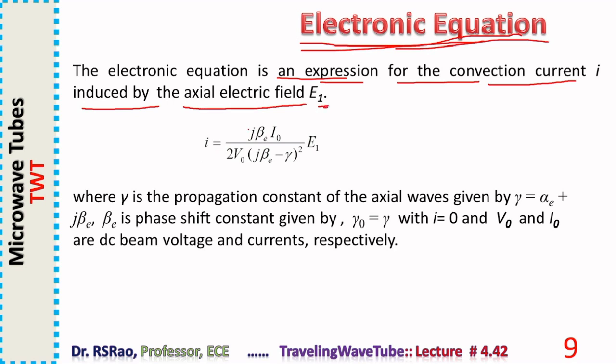I is equal to j beta e I naught by 2 V naught, divided by (j beta e minus gamma) whole square, times E1. Simply, it is an expression for the current that is induced in the electron beam by the axial signal field, where gamma is the propagation constant. It is equal to alpha e plus j beta e. Alpha e is the attenuation constant, beta e is the phase shift constant, given by gamma naught, equal to gamma with I equal to 0, and V naught, I naught are the DC beam voltage and current respectively.